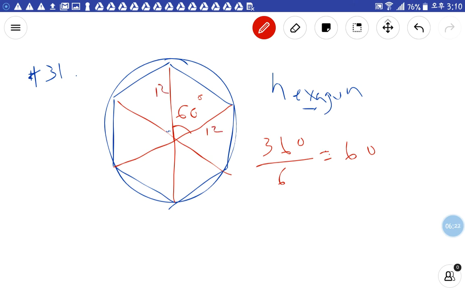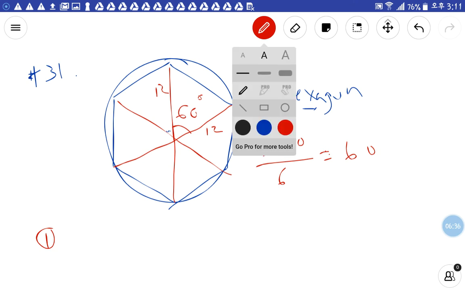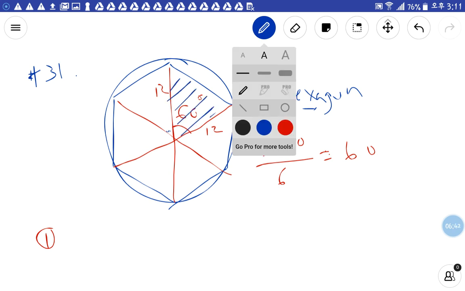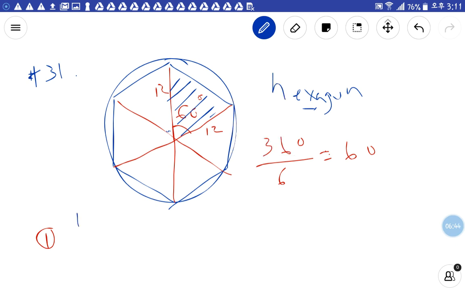Okay, so actually we have a total of 6 identical triangles. My plan is this: I'm going to find the area of one triangle, and then I'm going to multiply it by 6. Please look at this triangle now. I'm going to work with this triangle. What is the formula for finding the area of a triangle?